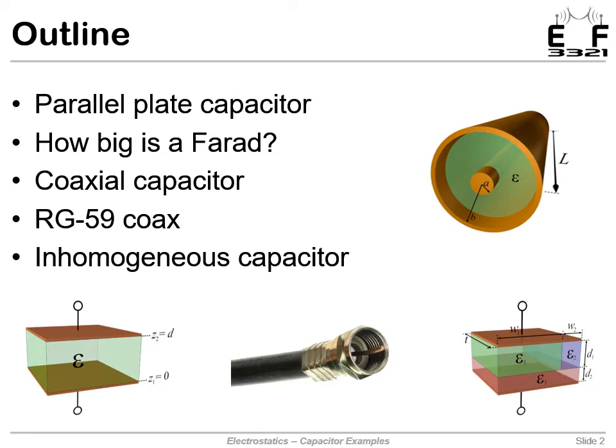And so before high definition television, when you twist this little coax into the back of your television, that was an RG59. Then in the end, we'll look at a capacitor with an inhomogeneous dielectric and look at how to handle that. So let's dive right into this.